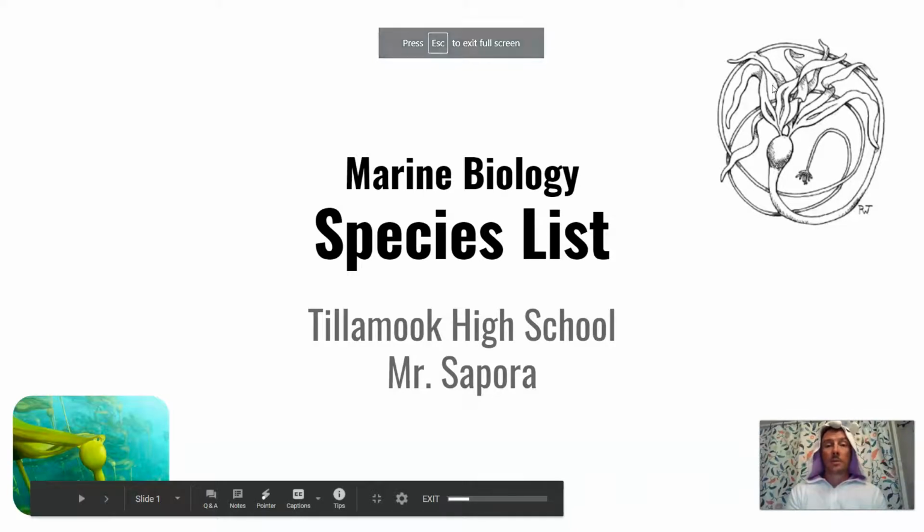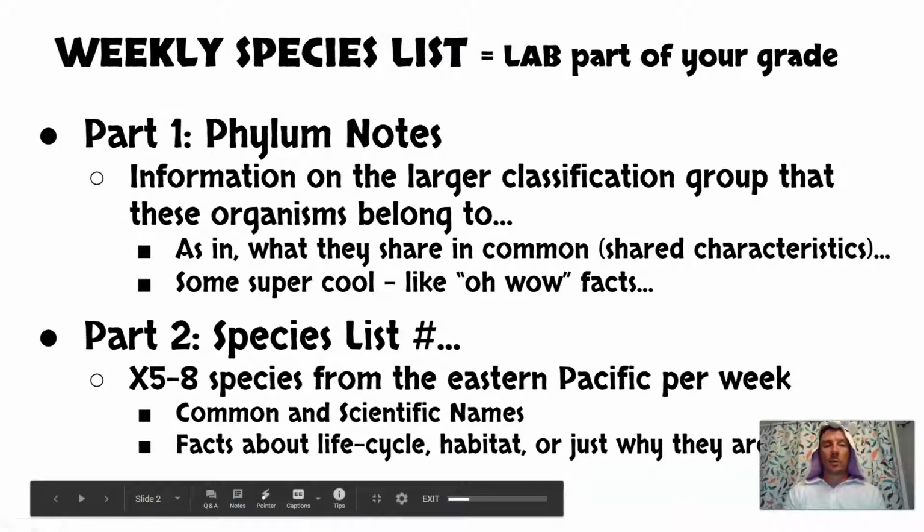Okay. General overview: the way the weekly species list works, this will be kind of the lab part of your grade in this class. There are two parts to it. One is the phylum notes, which is information on the larger classification group that these organisms belong to. The first group we're going to do is marine algae or seaweeds, so I'm going to have some information about those as a whole. That's what the phylum notes are going to cover.